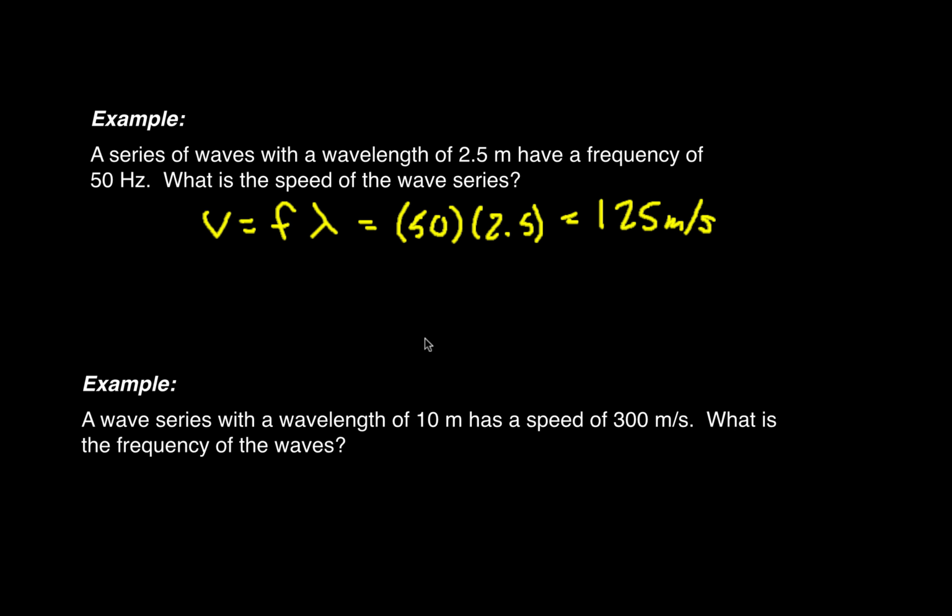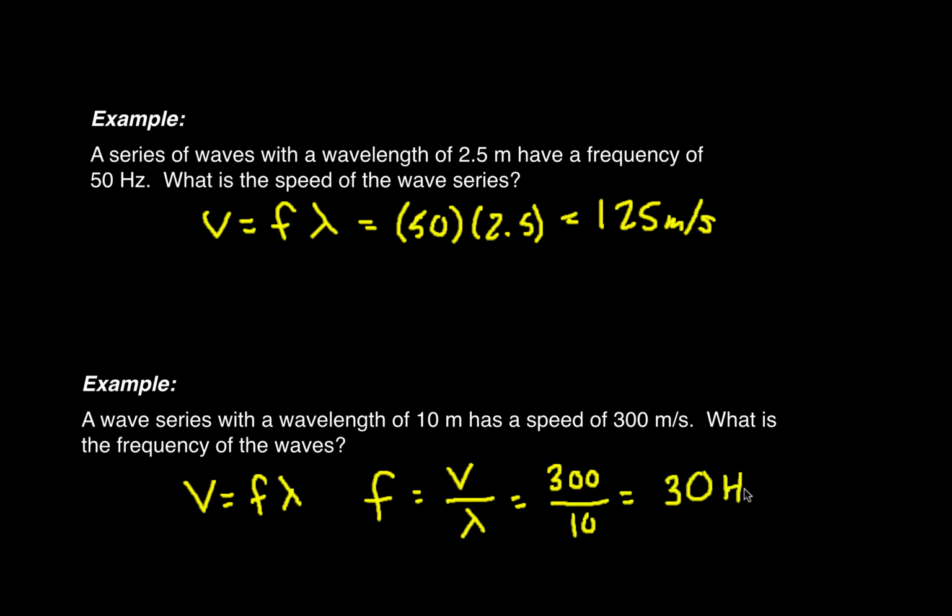A wave series with a wavelength of 10 meters has a speed of 300 meters per second. What is the frequency of the waves? In this example, we use the universal wave equation, but we rearrange it for frequency. Frequency is equal to the speed of the wave divided by the wavelength. So this is 300 meters per second divided by the 10-meter wavelength, which gives us a frequency of 30 Hz.